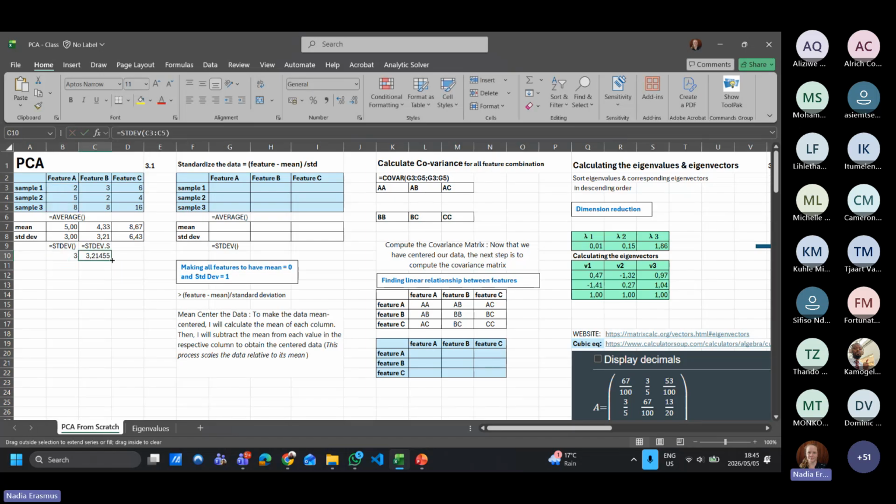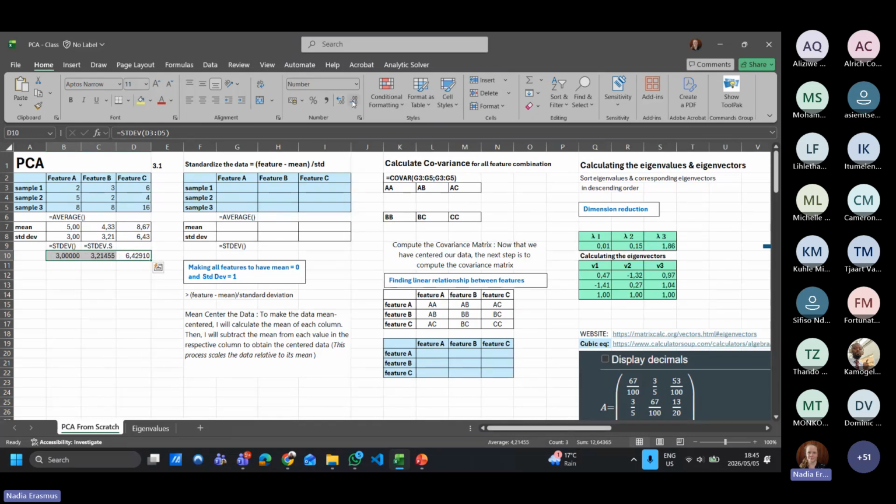And then for C as well. And you can see that it is basically similar. So I'm just going to go here and decrease the decimal points. As you can see, if you use standard dev or standard deviation S, it's going to be the same. But if you used standard deviation P, that one might differ. See, that one is different.